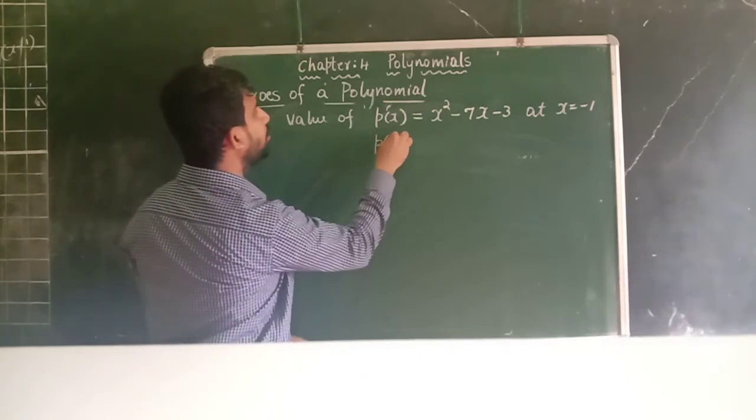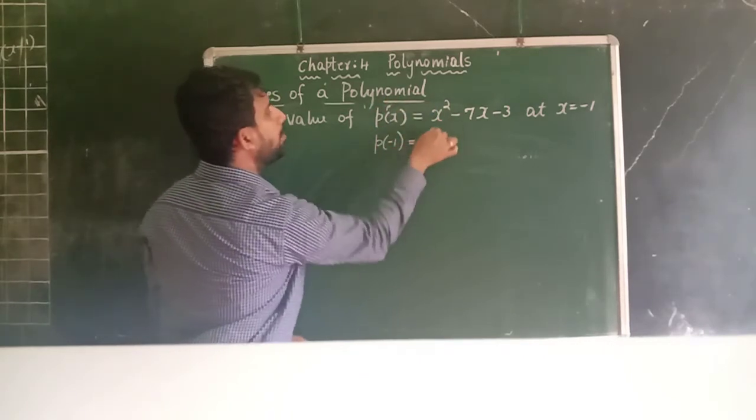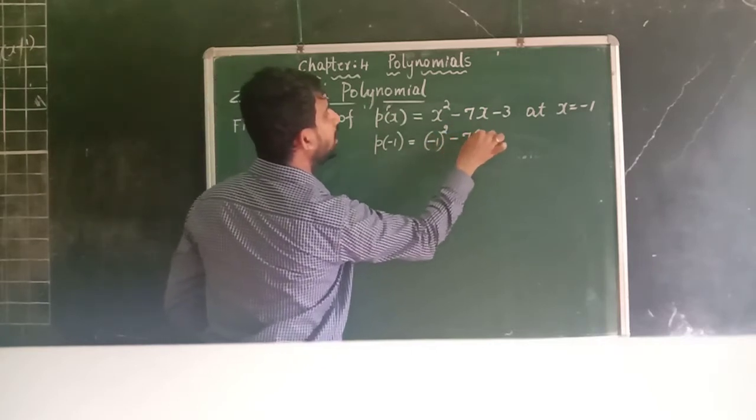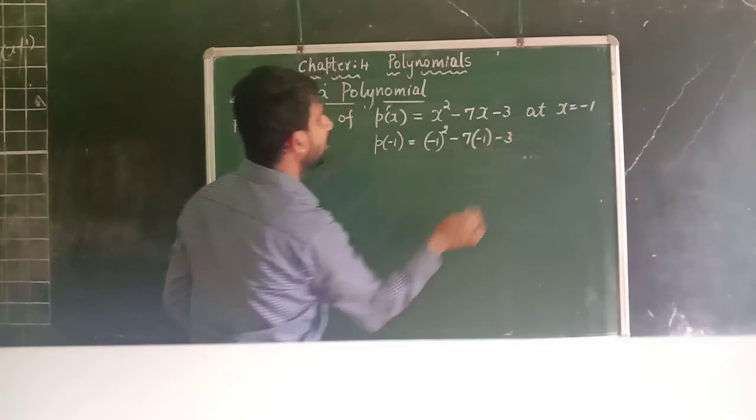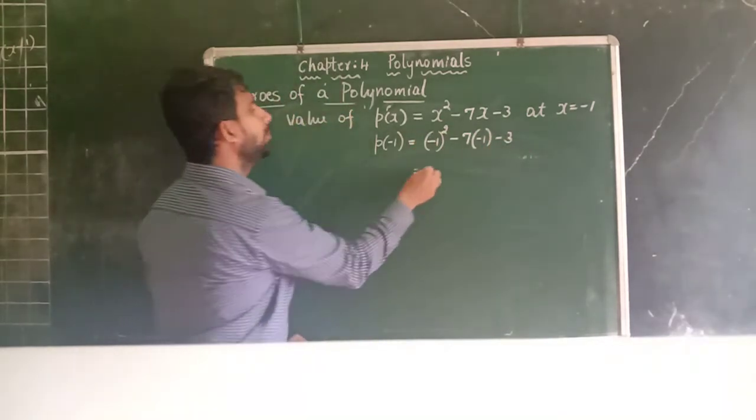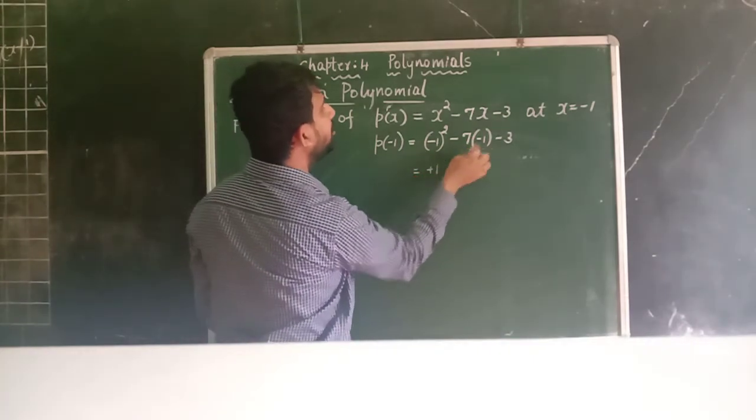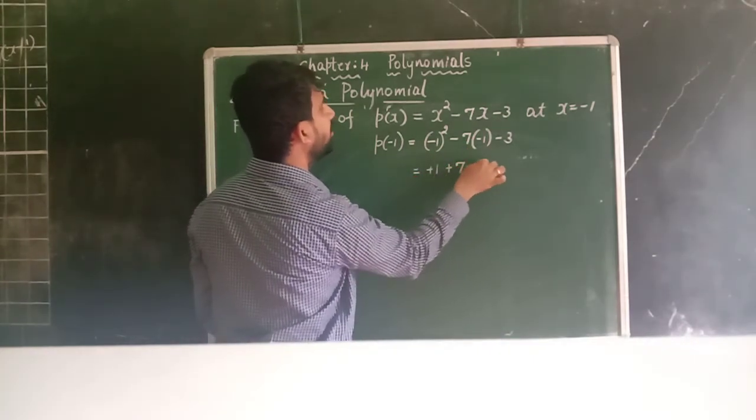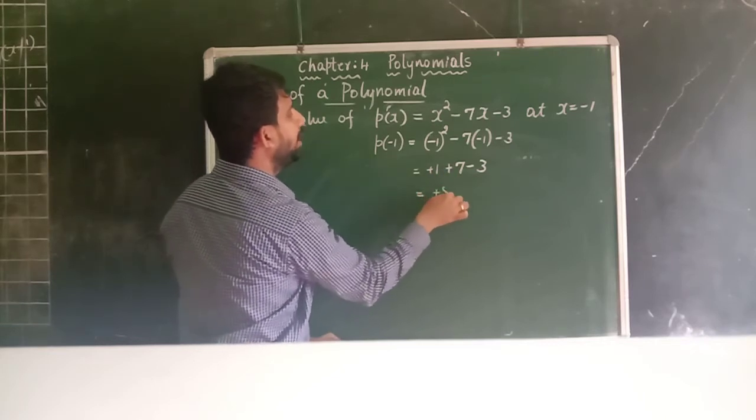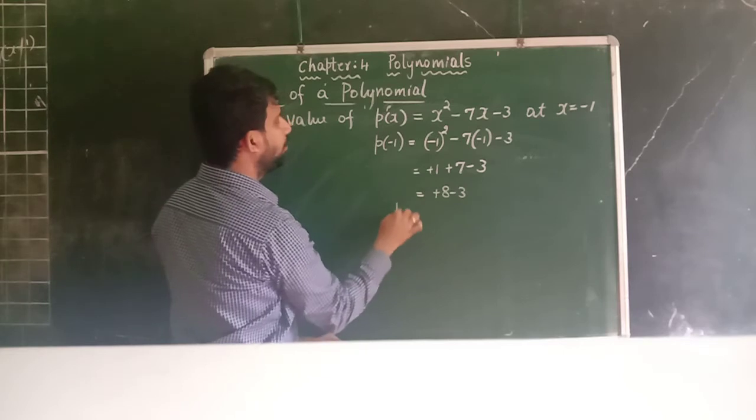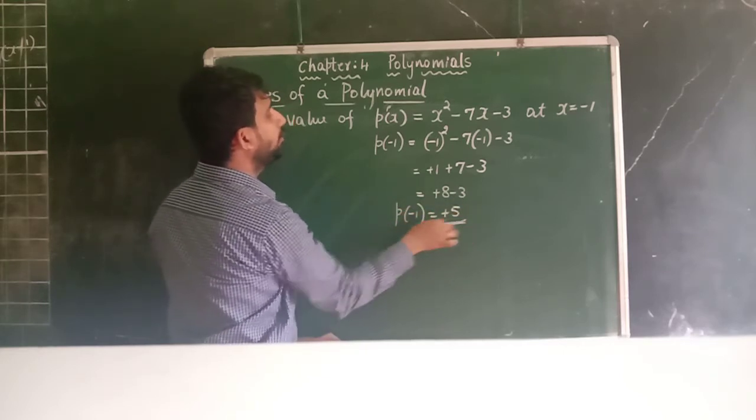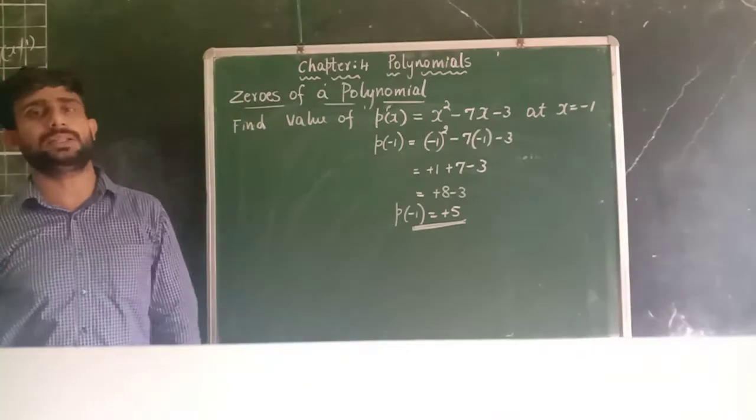P of minus 1 is equal to minus 1 square minus 7 into minus 1 minus 3. Minus 1 square is plus 1. Minus into minus is plus 7, minus 3. Now the value of the polynomial: plus 1 plus 7 is plus 8, minus 3, therefore p of minus 1 is plus 5. This is the value of the polynomial.